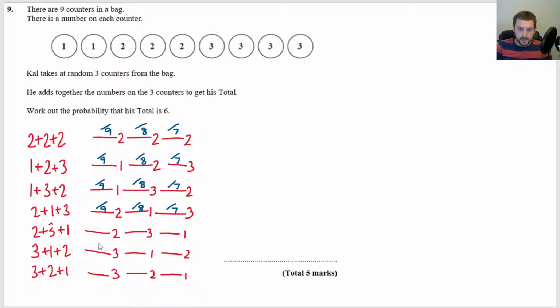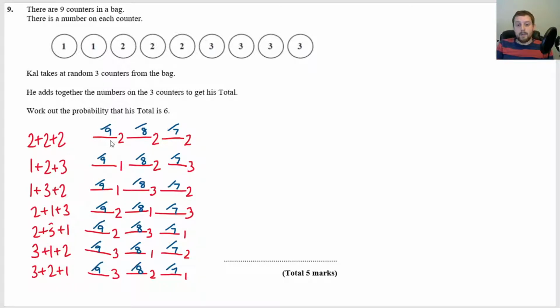Okay, so why are the numbers going down by 1 each time? It's because as I do this, there'll be 1 fewer counter left every time. So every time a counter is removed, it's not put back, remember? Because he's actually taking all 3 out of the bag at the same time, and then he looks at them and adds them up.